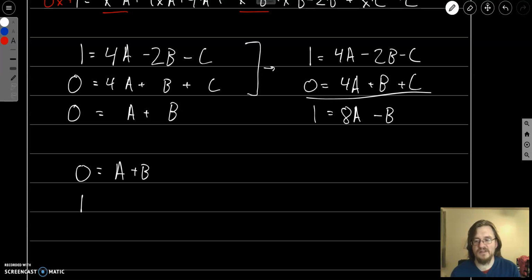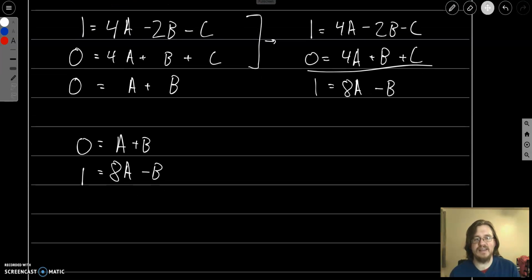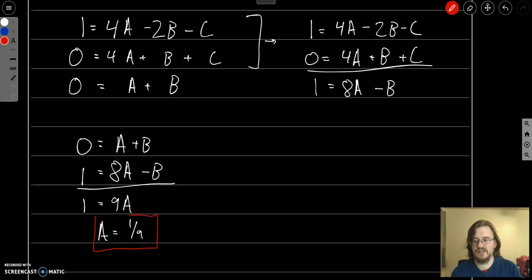And I have this equation, 1 equals 8a minus b. And when I add these guys together, I get 1 is equal to 9a. Again, the b and the negative b will cancel out. So a is going to be 1/9. Fraction is not very nice, but as far as fractions go, 1/9 is not too bad.